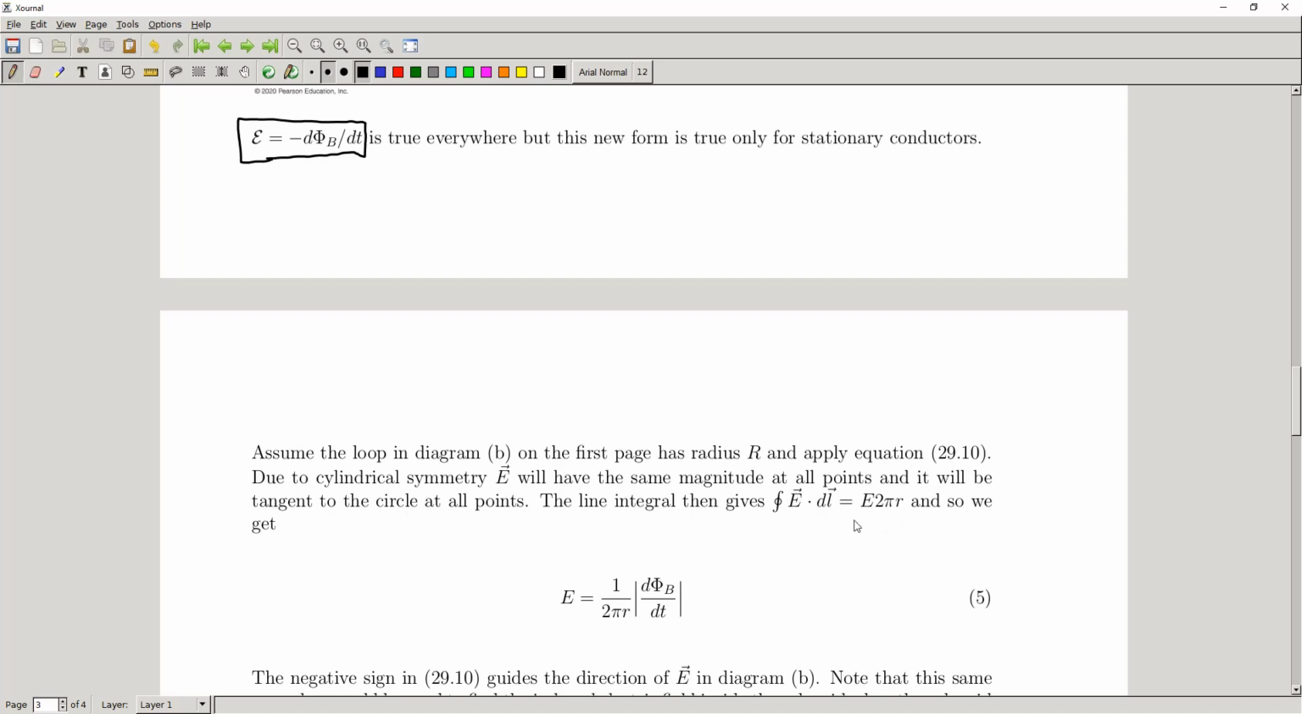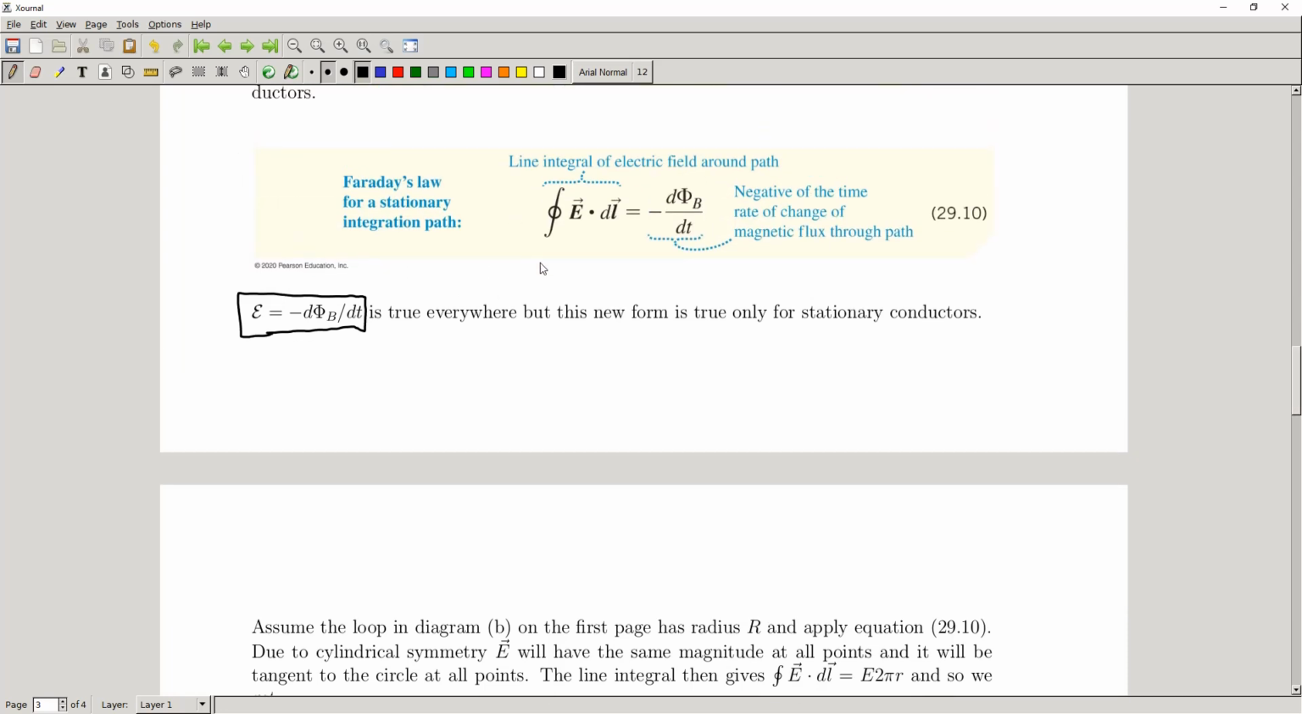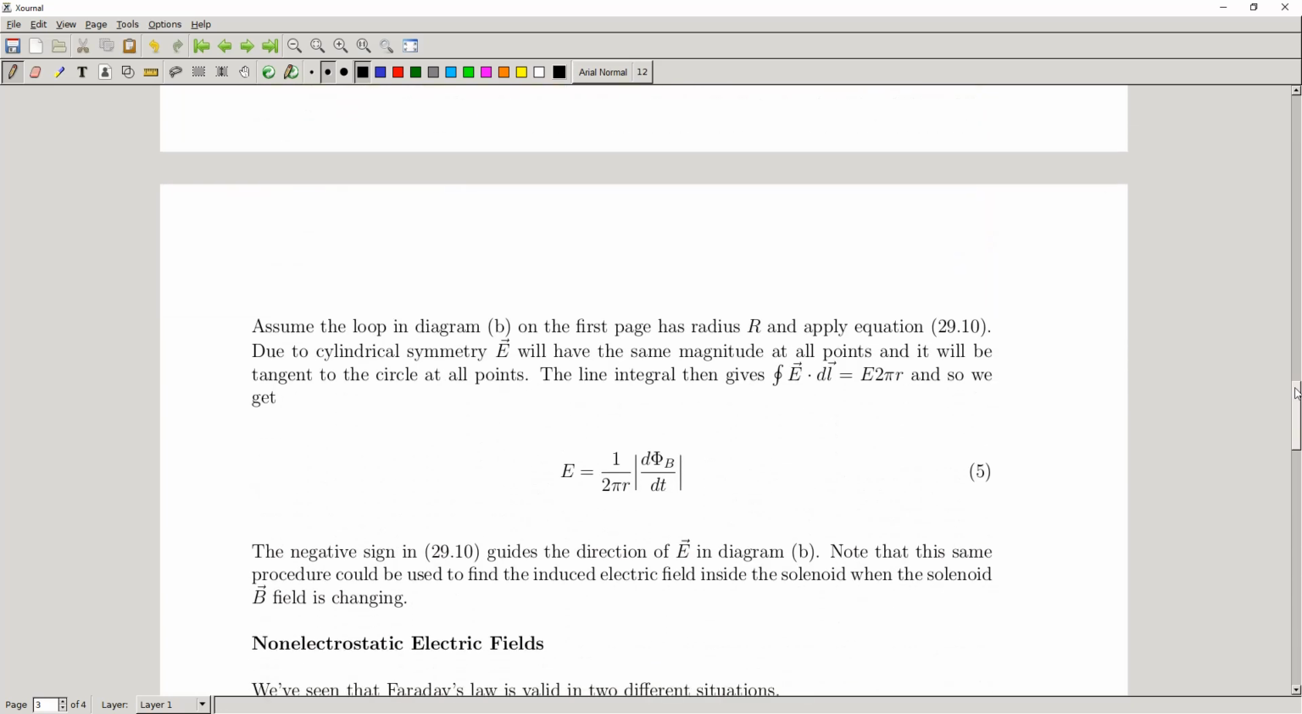So if we take this result and plug it back into this expression here, we're going to get this expression that we have down here. We have the absolute value sign here because the minus sign that comes along with our time rate of change of our magnetic field can be absorbed into the discussion about the direction of the electric field. Here we're only interested in the magnitude, so we're only going to look at the magnitude of our time rate of change of the magnetic flux.